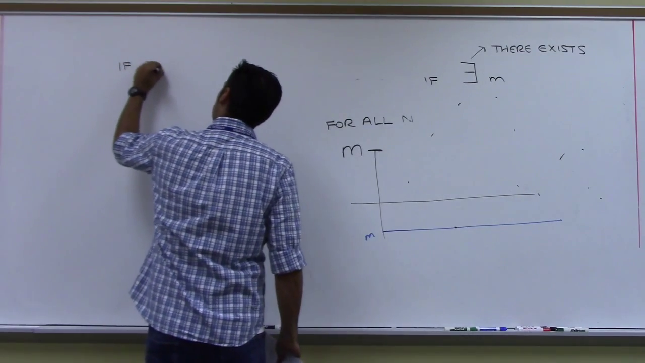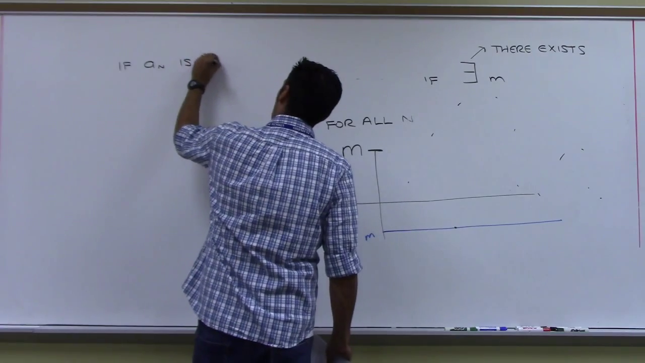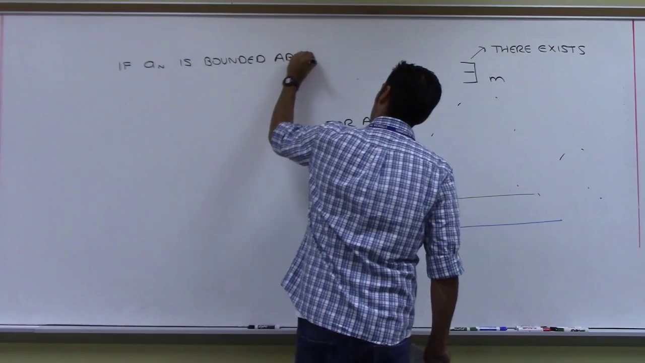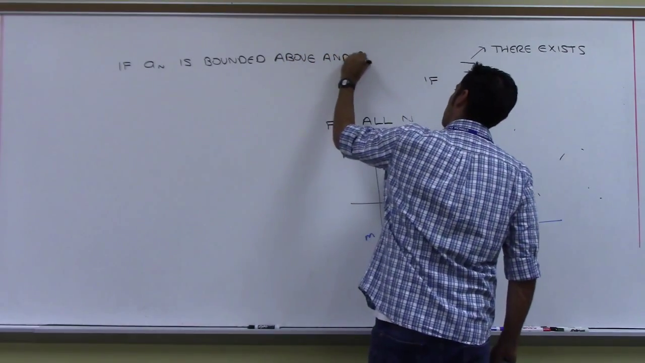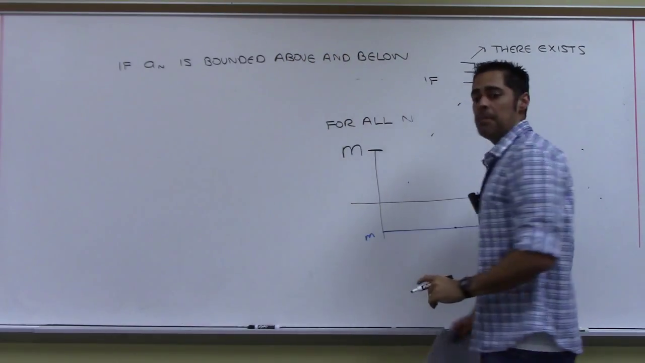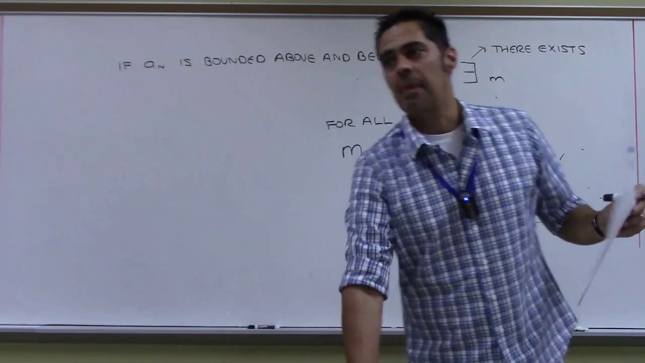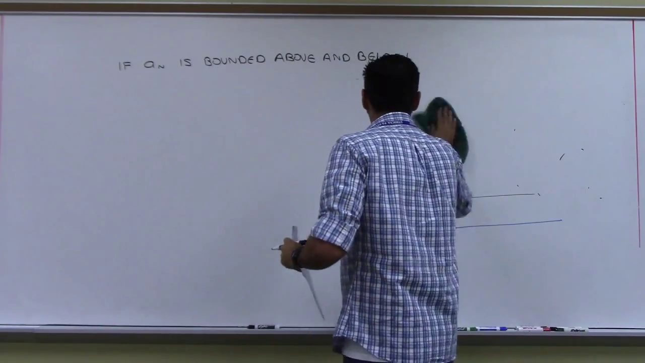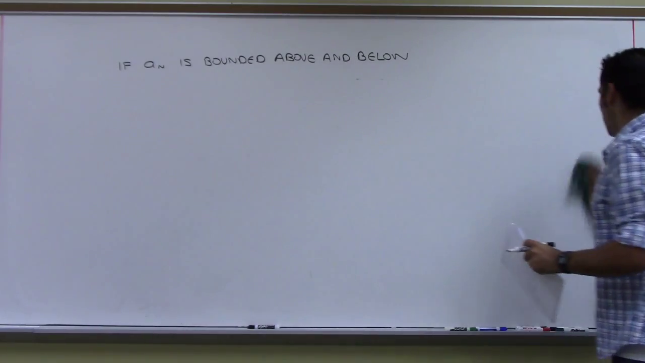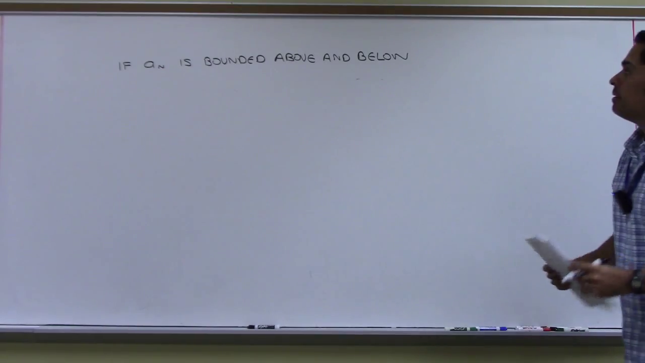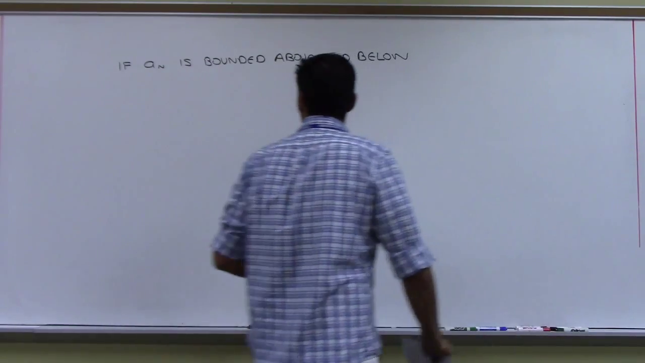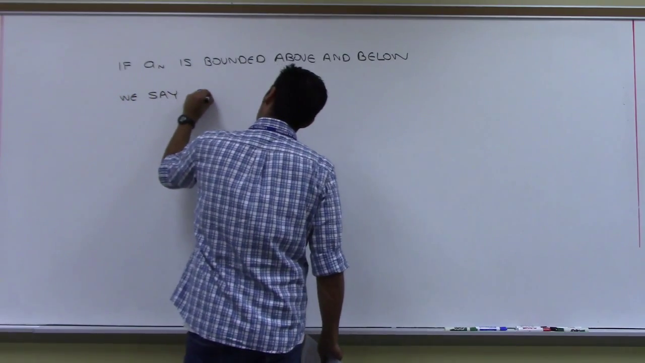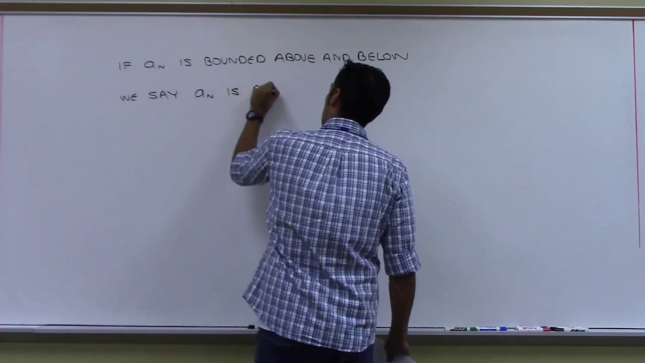If a sub n is bounded above and below at the same time, because you don't have to be bounded. A sequence, first of all, never has to be bounded. It could just be bounded above. It could be just bounded below. But if a sequence is bounded above and below, we say a sub n is a bounded sequence.